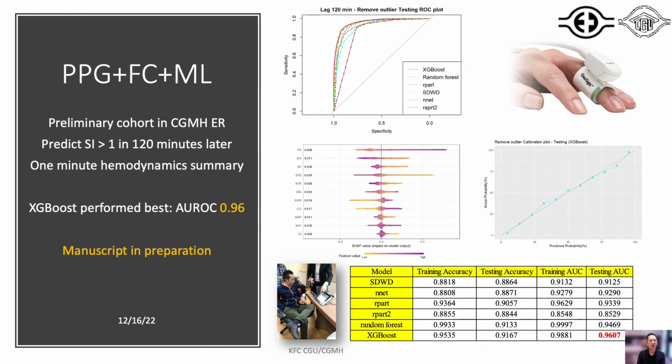So in our preliminary cohort in Chang Gung ER, we want to predict shock index more than 1 in 20 minutes, 2 hours earlier, using the 1-minute hemodynamic summary obtained from the ClearSight device. And we have pretty good area under the curve in the testing cohort. And we also have very clear SHAP values to interpret the model. And this manuscript is in preparation.